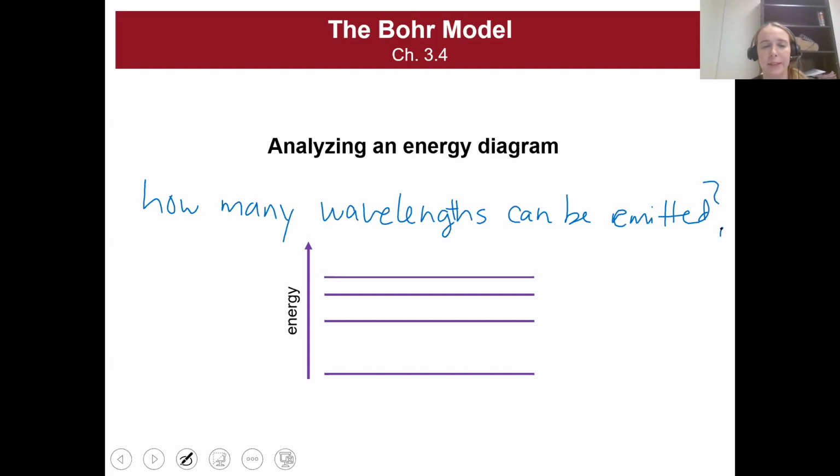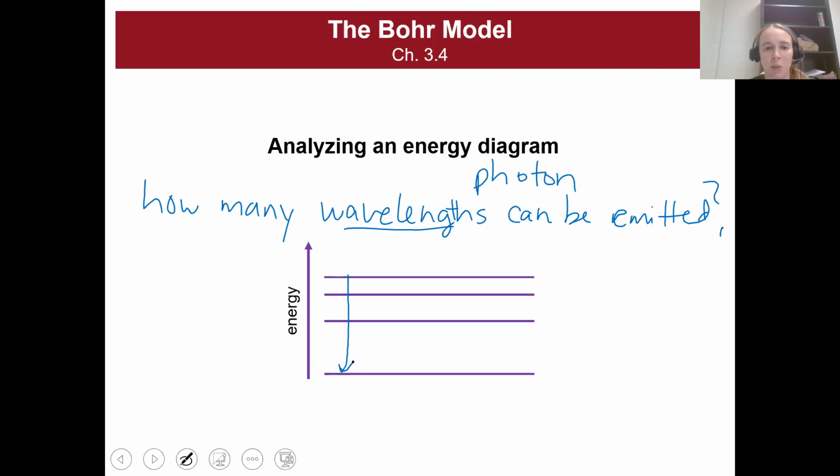All that means is how many energy transitions are there, because the wavelengths, that's for a photon. So how many different wavelengths of photon can be emitted, and every time a photon is emitted, that is because we changed energy levels. We went from an upper energy level to a lower energy level. So how many of those transitions are there? It tells you how many wavelengths can be emitted.